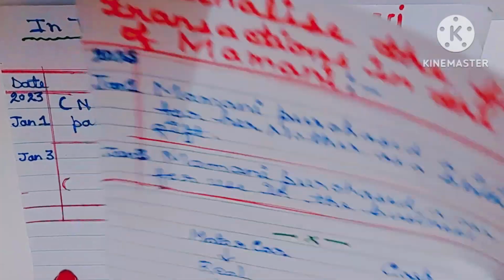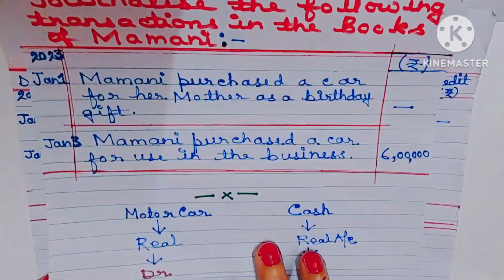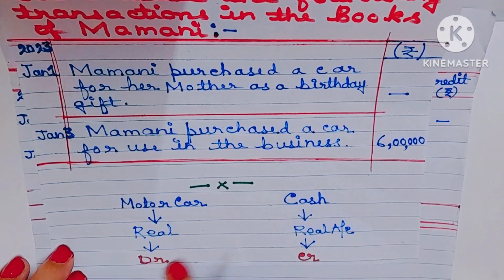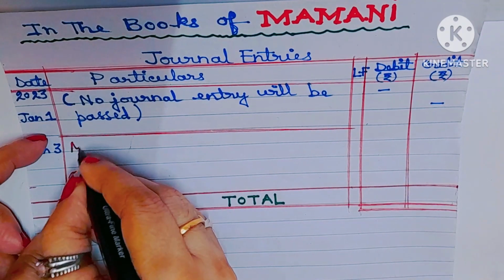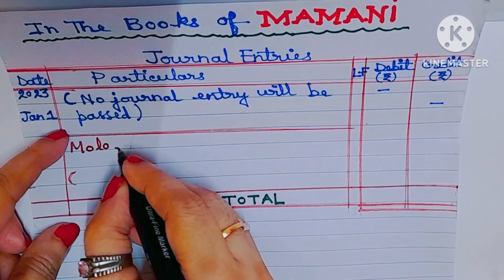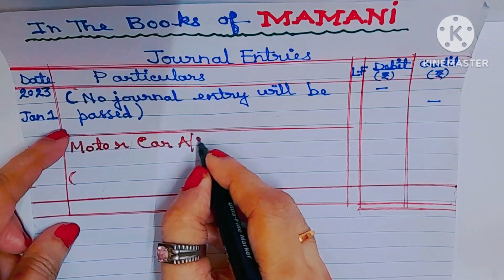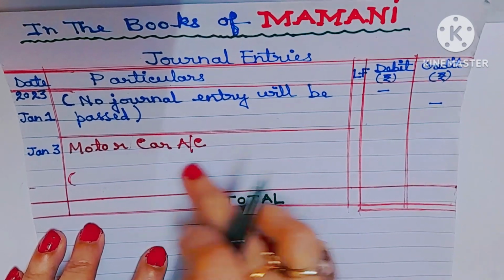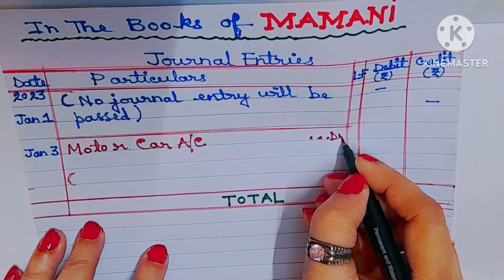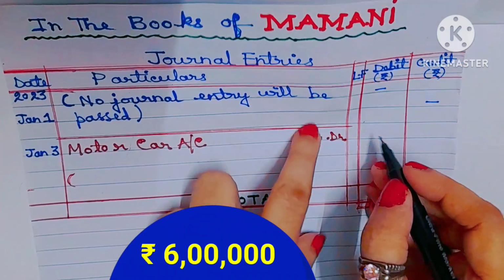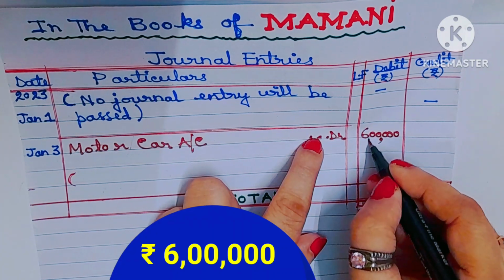First, we have to write the debit account. What is the debit account? See, motor car, debit. So we'll write motor car account debit. Do not write car. We have to write motor car. Motor car account debit. And then you'll write debit here. How much? 6 lakhs. So you'll write in the first column for the debit account.